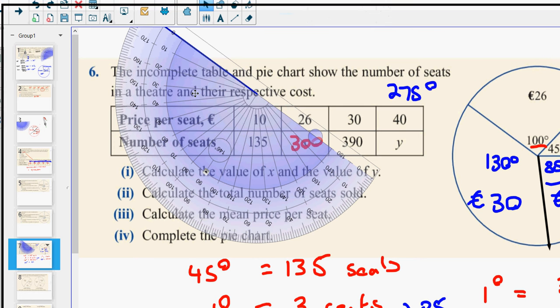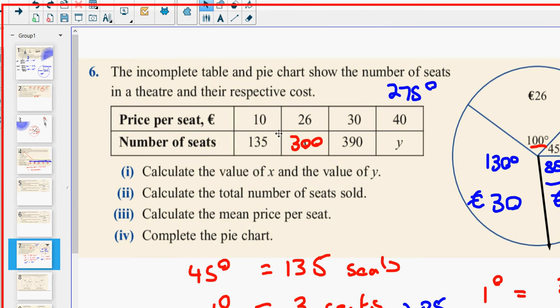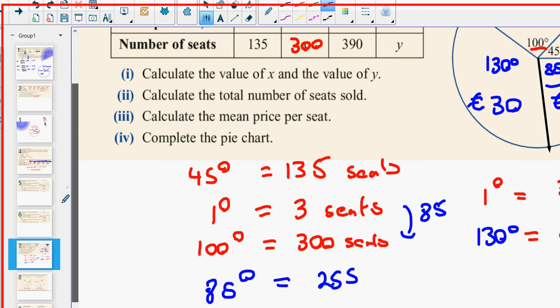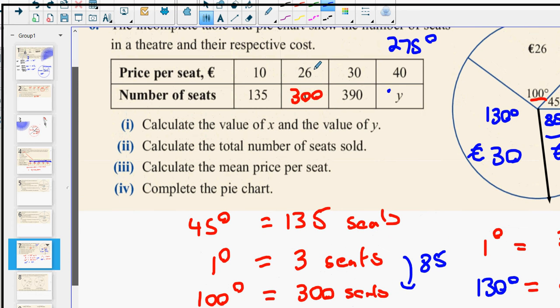Okay, done. How many seats were sold? Well, we know that's 85 degrees, and we know that 85 degrees is 255 seats. So let's add them all up. Or another cheap way of doing it is we knew what 1 degree was earlier, didn't we? So what's 360 degrees? 3 times 360? 1080. Okay? So 1080 seats.